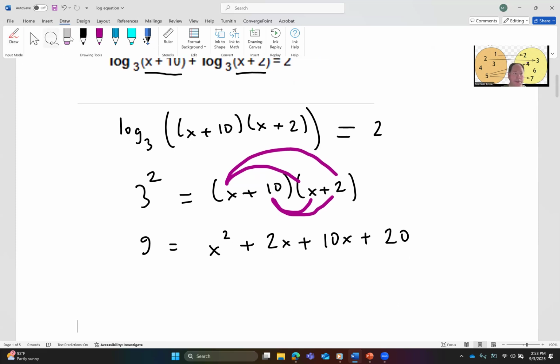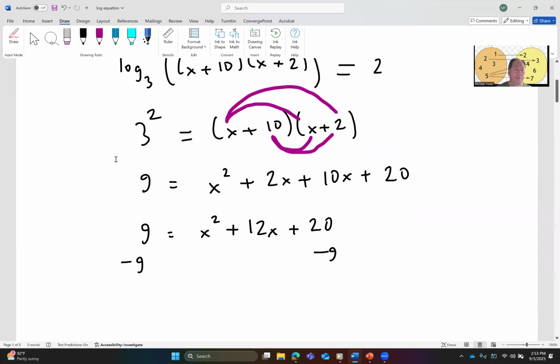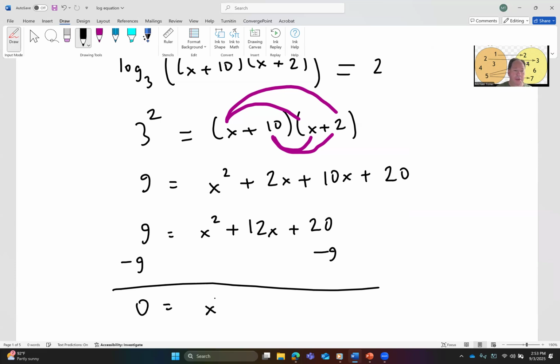Let's combine like terms. So we have 2x plus 10x, which is 12x, plus 20. And notice here we have a second degree or a quadratic equation. And since we have a quadratic equation, we can apply the quadratic formula. But to do that, we need 0 on one side first. So no problem. We'll subtract 9 from both sides, and that gives us 0 is equal to x squared plus 12x plus 11.